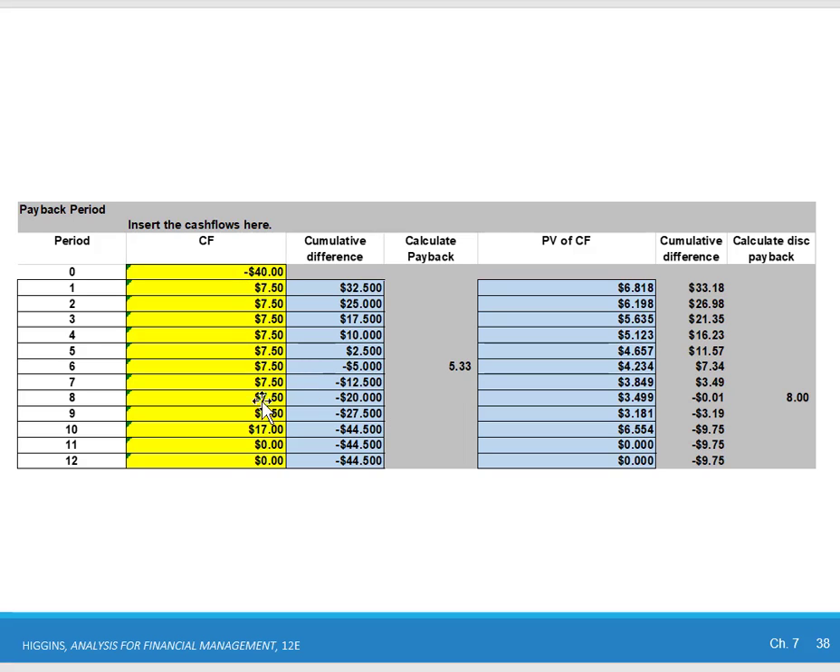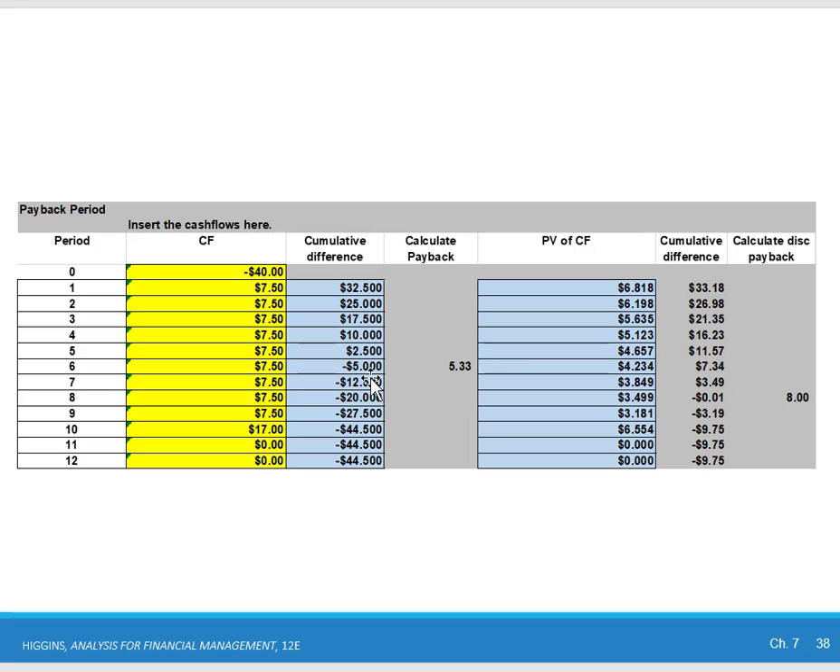So what this does, here are our cash flows. And we start subtracting the cash flows, or in this case, adding the cash flows back to 40. So $40 minus that $7.50 means we still have $32.50 to recover. You subtract another $7.50, we're at $25. So this cumulative difference continues to subtract the cash flows from the remaining investment. Sooner or later, it changes sign.